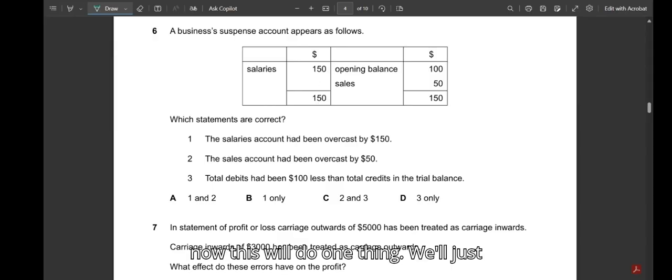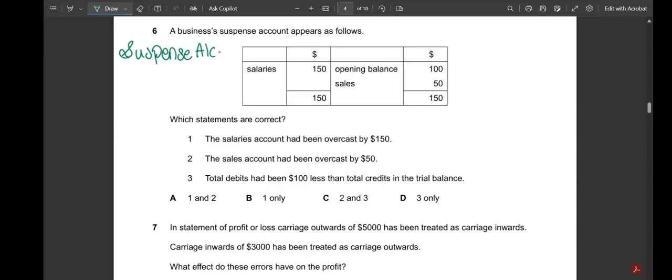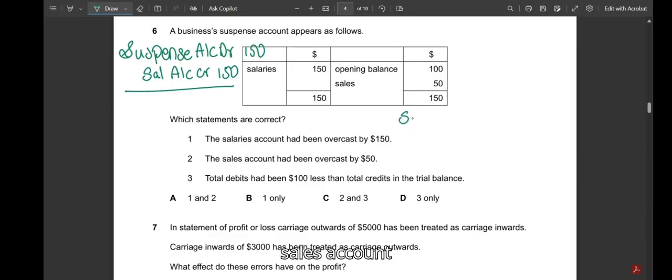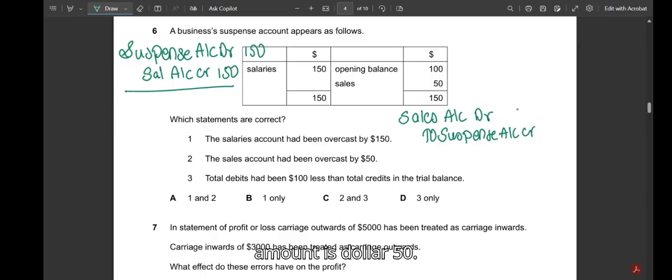Now, we'll do one thing. We'll just write a journal entry for this. So this will help you out. For the salaries item, the suspense account has been debited by 150. I'll just make a note of this. Suspense account debit 150. Salaries account credit 150. For sales, it is sales account debit to suspense account credit. Amount is $50.